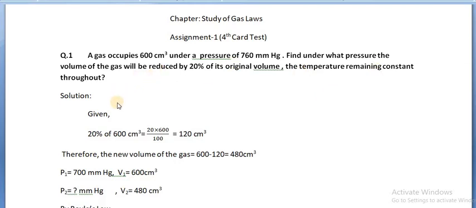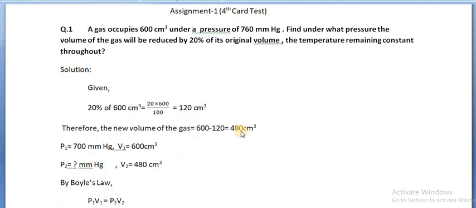First we'll try to write down the given. So in the question it has been mentioned that the volume of the gas is reduced by 20% of its original volume, and original volume over here is 600 centimeter cube. So we'll find 20% of original volume. What is the value? So 20% of original volume is 600, so it will be given by 20 divided by 100 into 600. That will come as 120 centimeter cube. So this much of volume will be reduced. So therefore the new volume of the gas will be 600 minus this one, 20% of original volume, will be 480 centimeter cube.